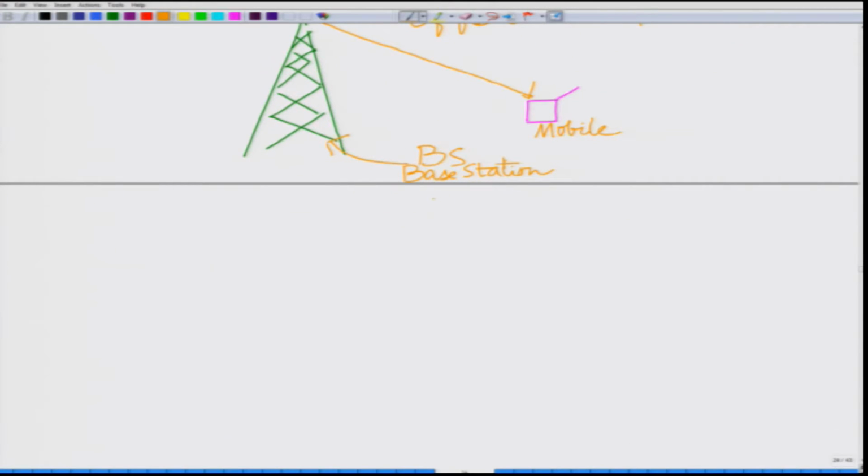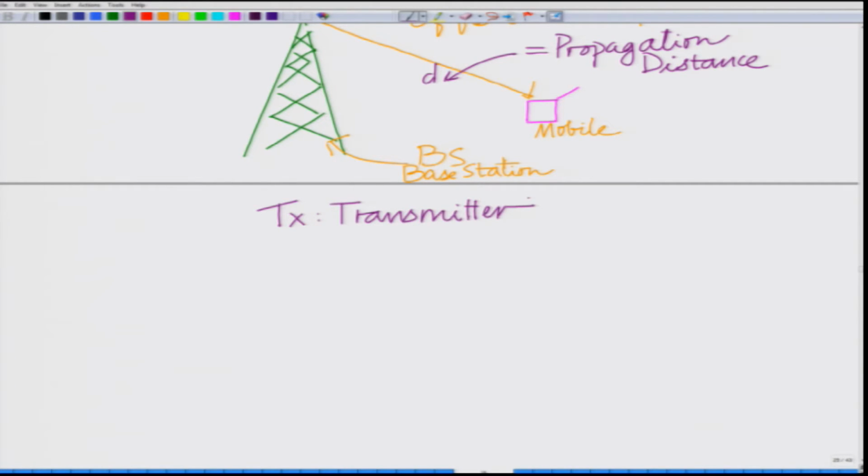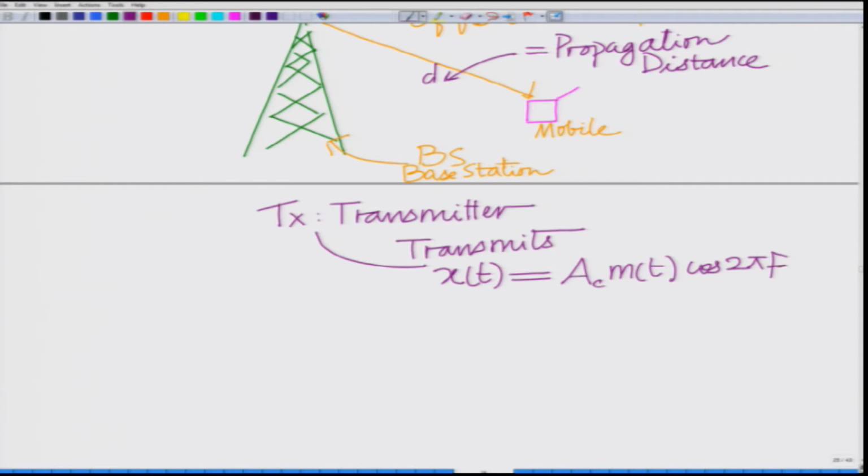Now, let us assume that this is the propagation distance. Let us say the transmitter transmits the signal x(t) equals A_C m(t) cosine 2 pi f_c t. This is the signal that is transmitted by the transmitter.